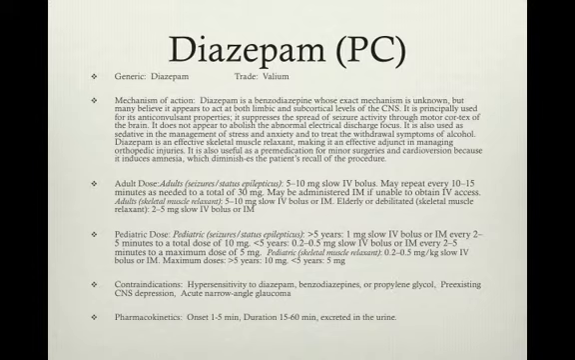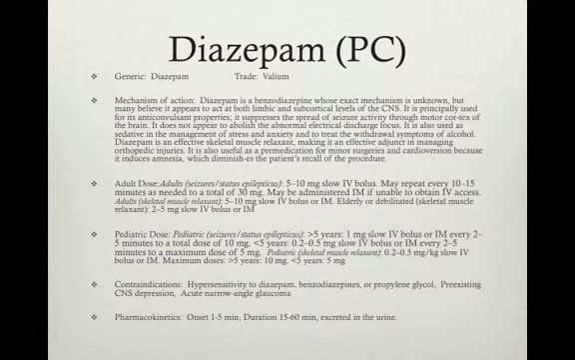In pediatrics, pediatric seizures greater than 5, 1 milligram slow IV bolus or IM every 2 minutes for a total dose of 10. Less than 5, 0.2 to 0.5 milligrams slow IV push or IM every 2 to 5 minutes for a total dose of 5 milligrams. Pediatric skeletal muscle relaxant, 0.2 to 0.5 milligrams per kilogram, slow IV bolus or IM. Maximum doses greater than 5 years of age is going to be 10 milligrams. Under 5 years of age is going to be 5 milligrams.